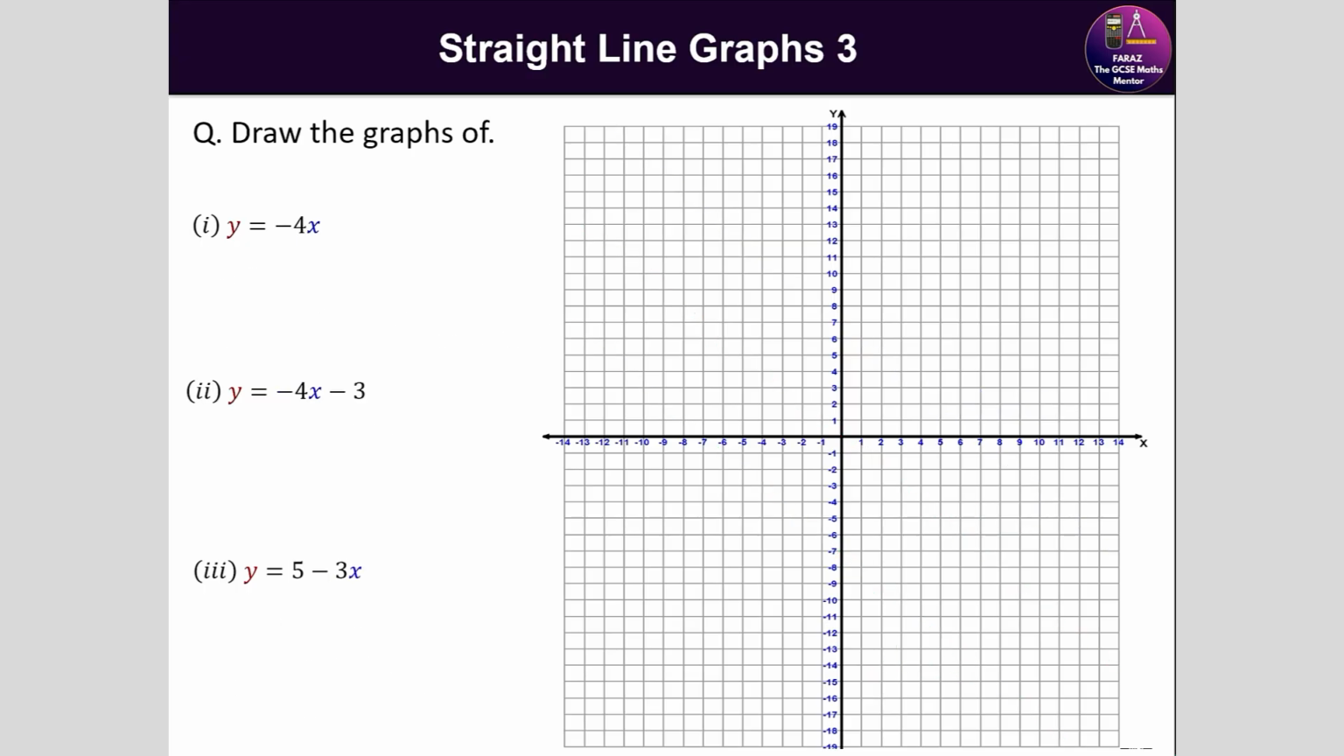Last slide now, and these lines are even steeper. We are working with gradients of negative 4 and negative 3. First, y equals negative 4x. That means gradient is negative 4 and y-intercept is 0 there. So y equals negative 4x plus 0, which means m equals negative 4 and c equals 0.